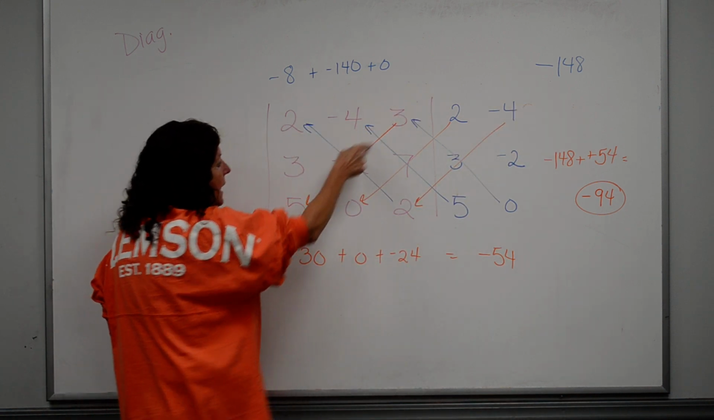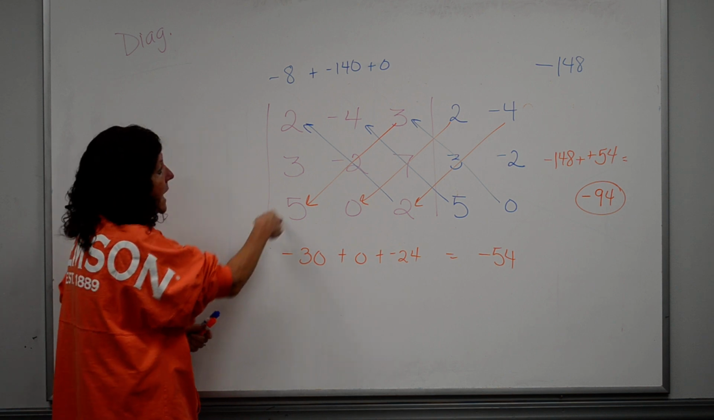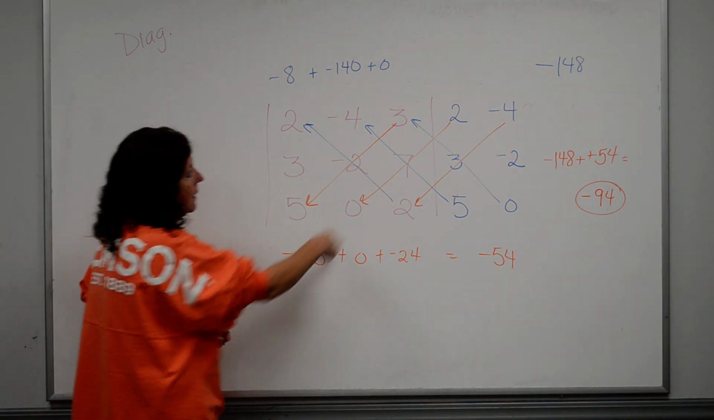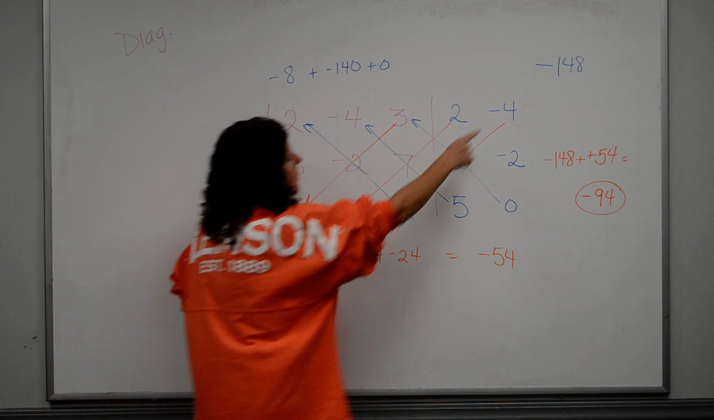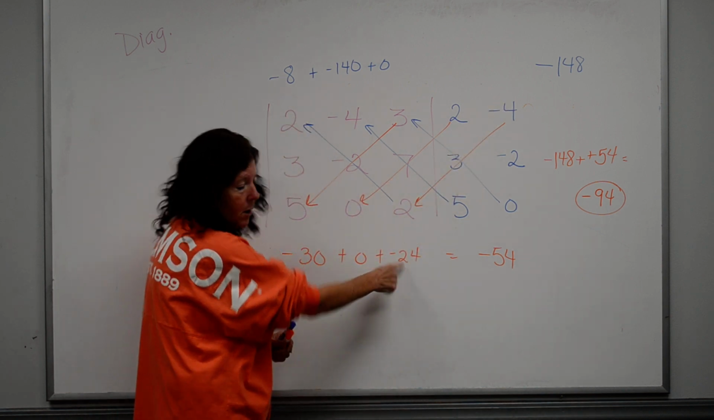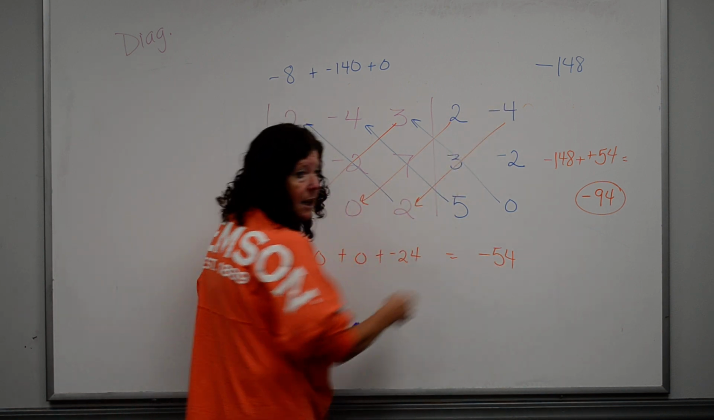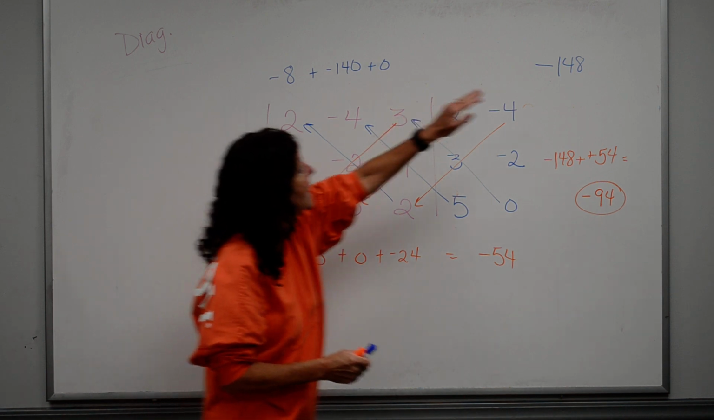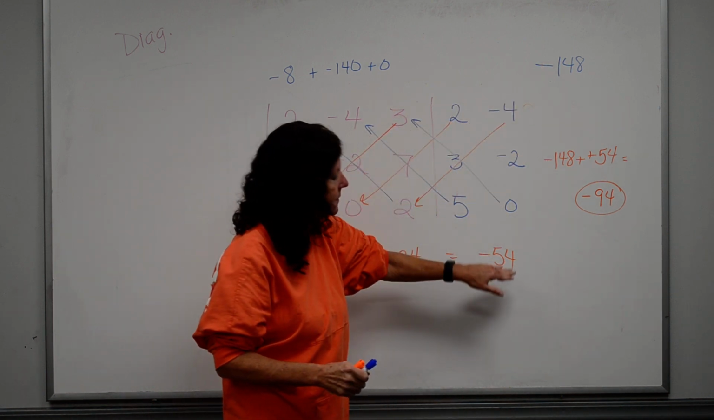Okay, and I multiply this set of diagonals. So that's going to be a -30. That one's going to be 0. This one's going to be a -24. Then I add those, which is going to give me a -54. Then I take this minus this.